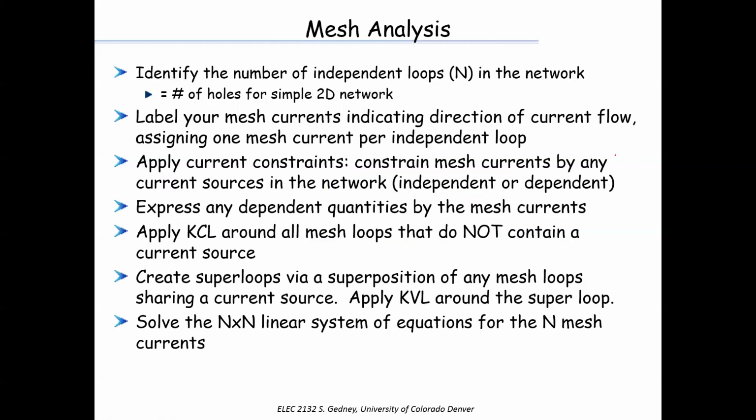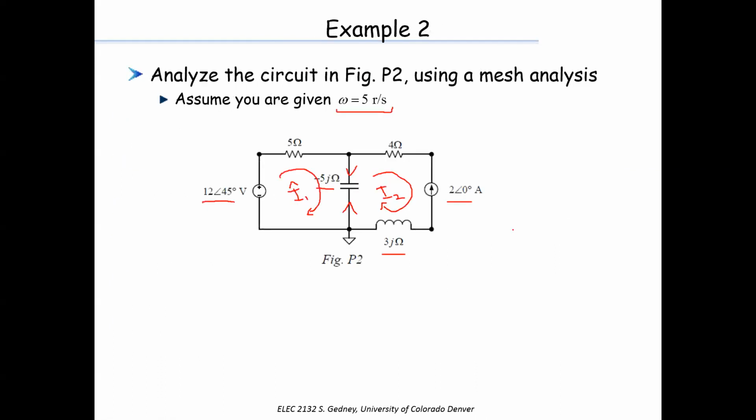Next, we apply current constraints. That is, we constrain the mesh currents by any current sources in the network, independent or dependent. I have 1 current source. Since I2 is flowing down through this branch, I see that I2 must be equal to minus 2 angle 0 amps, right? That's my current constraint. So that gives me 1 equation.